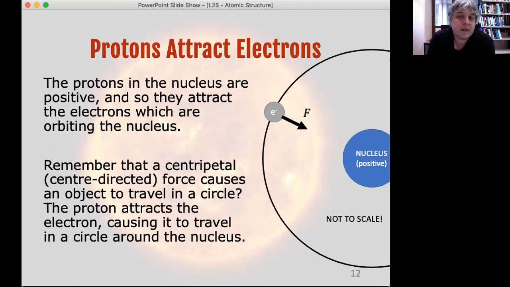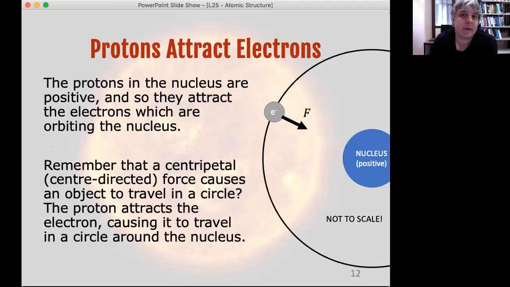Protons in the nucleus, that makes the nucleus positive. Neutrons are neutral, so it doesn't matter if they're there or not. And if we're just talking about electric charge, it doesn't matter about the neutrons. All that matters is the protons are positive. The electrons, being negative, will be attracted to that positive nucleus.